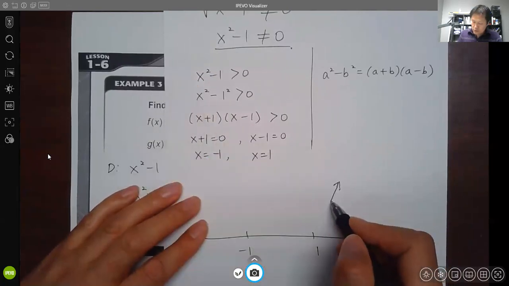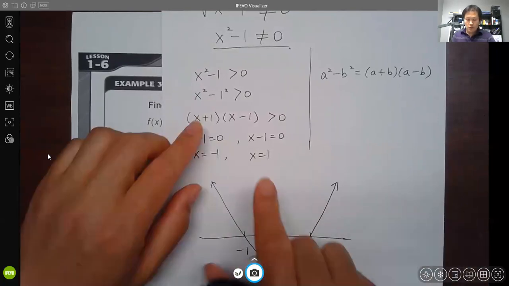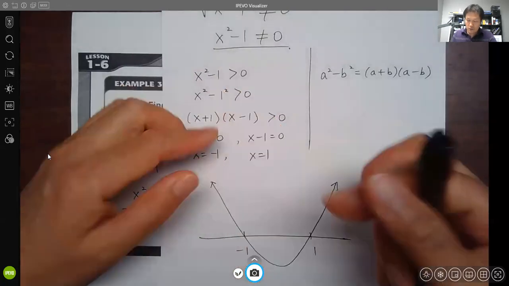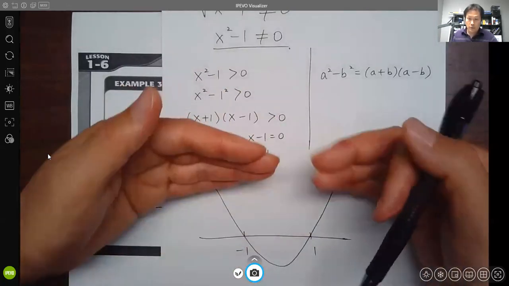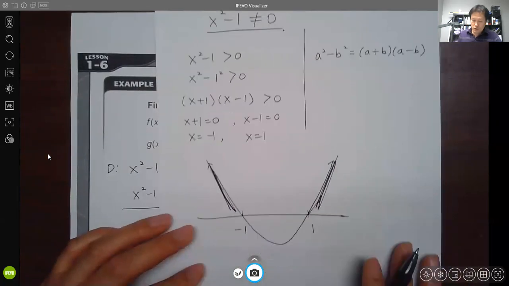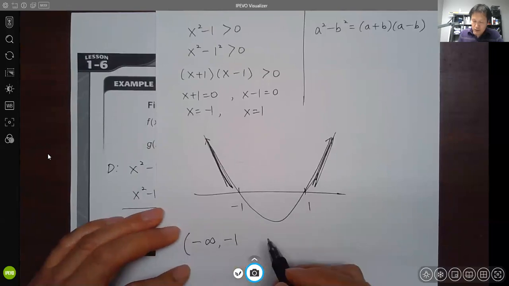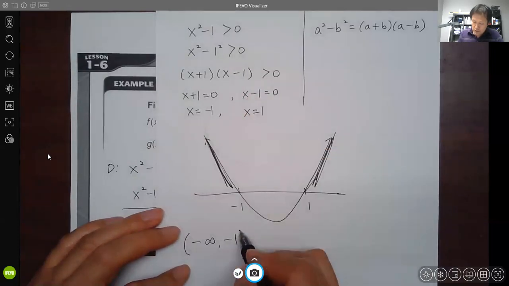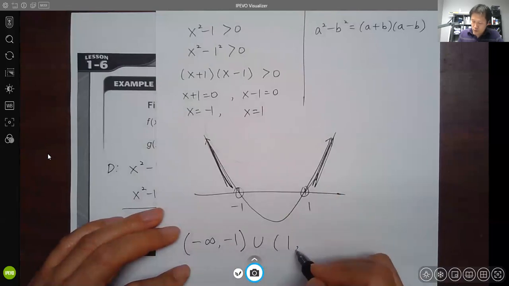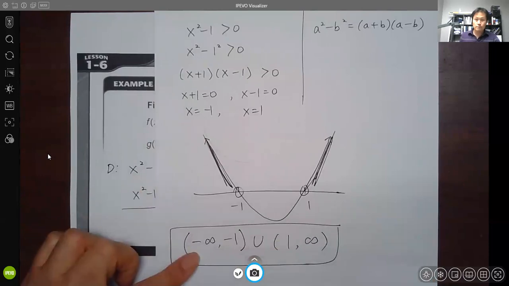So you got a graph like this. What am I looking for? Y value greater than 0. That means above the x-axis. So I need this portion. So I can answer from minus infinity to minus 1. No equal sign, so it's an empty dot here, empty dot, union with 1, comma infinity. That will be my domain.